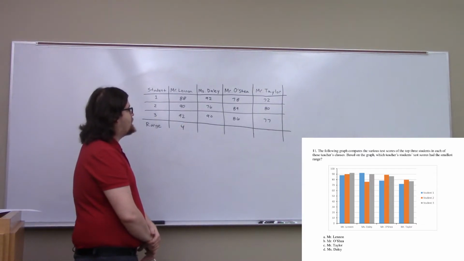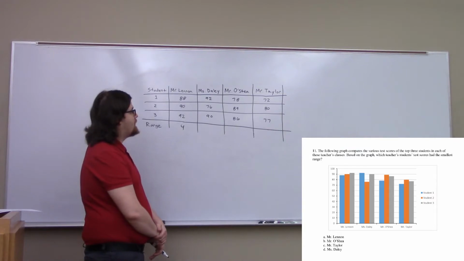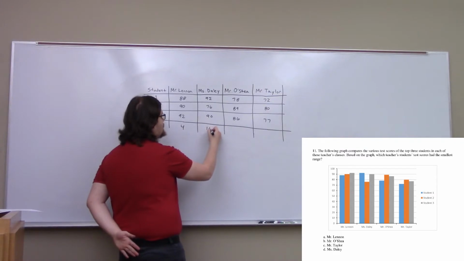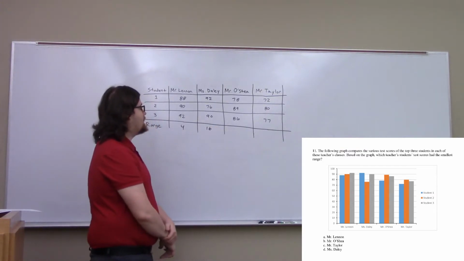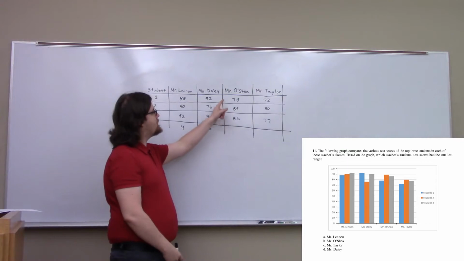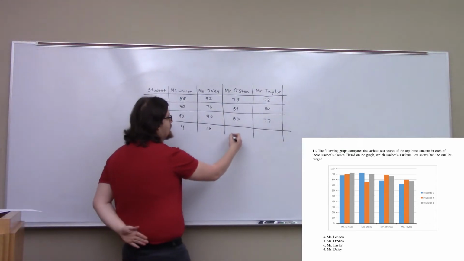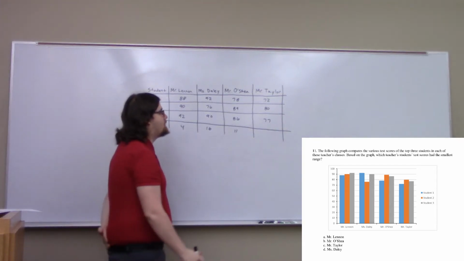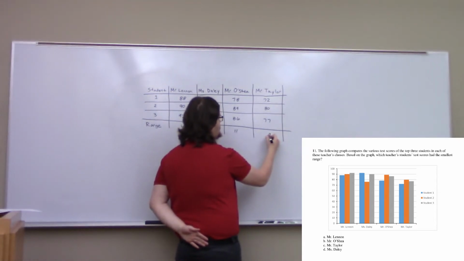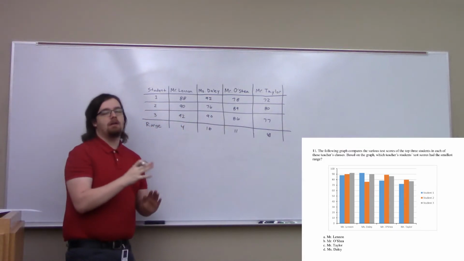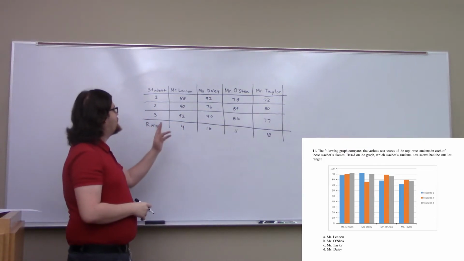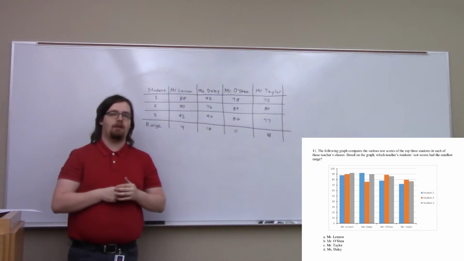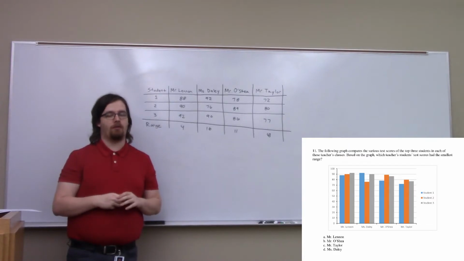Next we have 92 minus 76. So 92 minus 76 is going to be 16. Next we have 89 minus 78, that will be 11. And then finally we have 80 minus 72, which is 8. We can see then by plugging in numbers that Mr. Lennon has the smallest range, so thus we've proved with numbers that our initial visual inspection was correct.